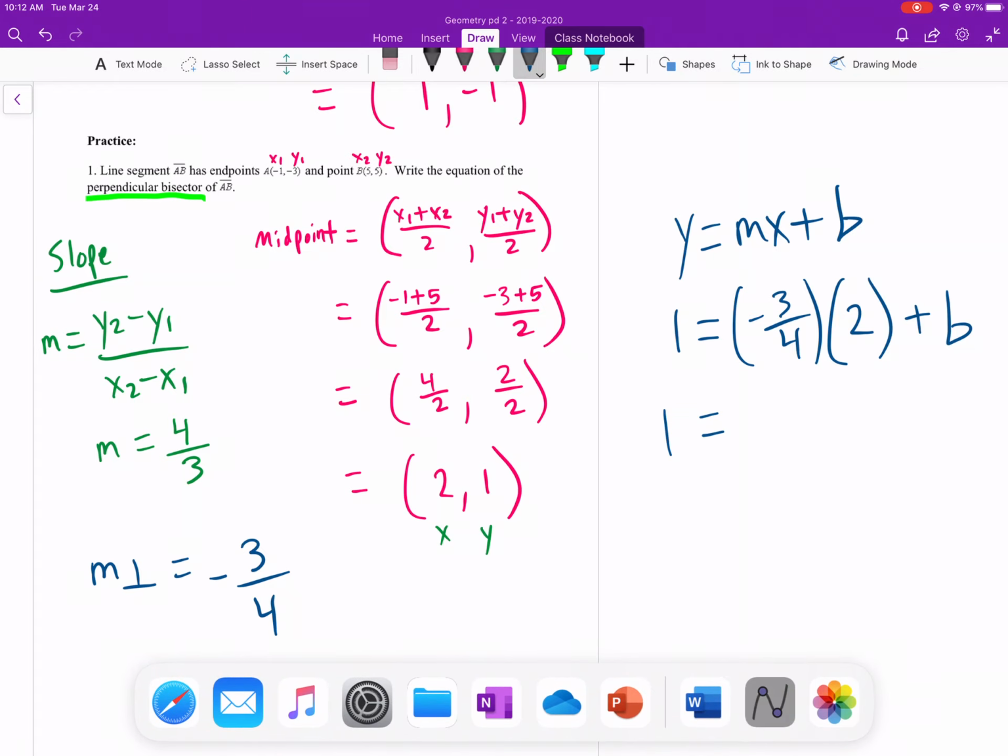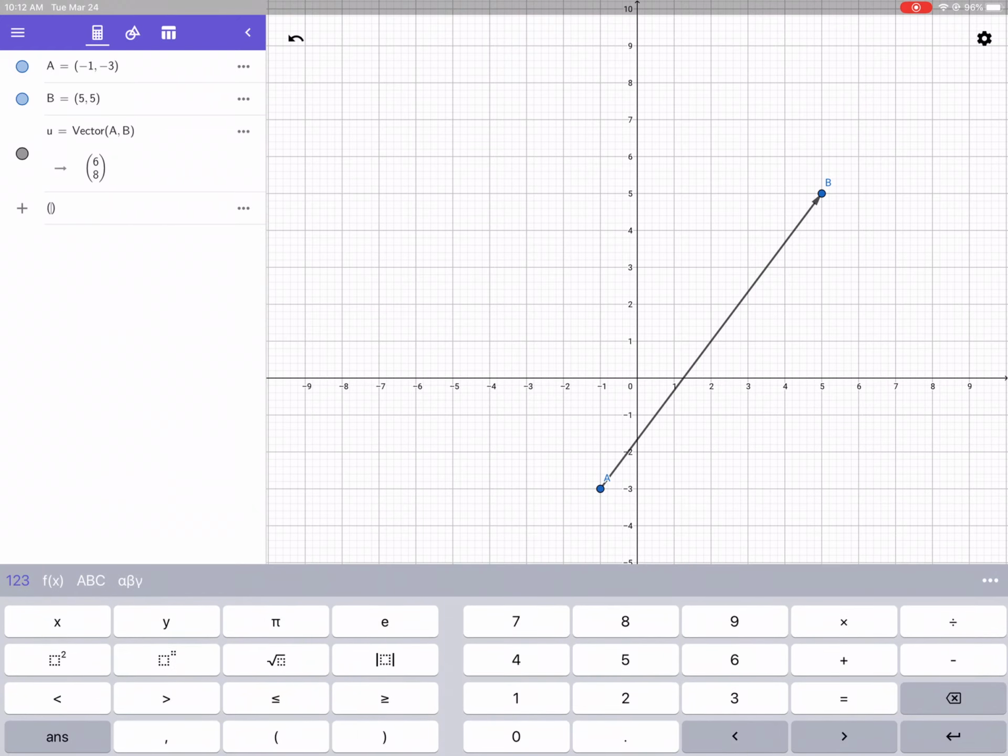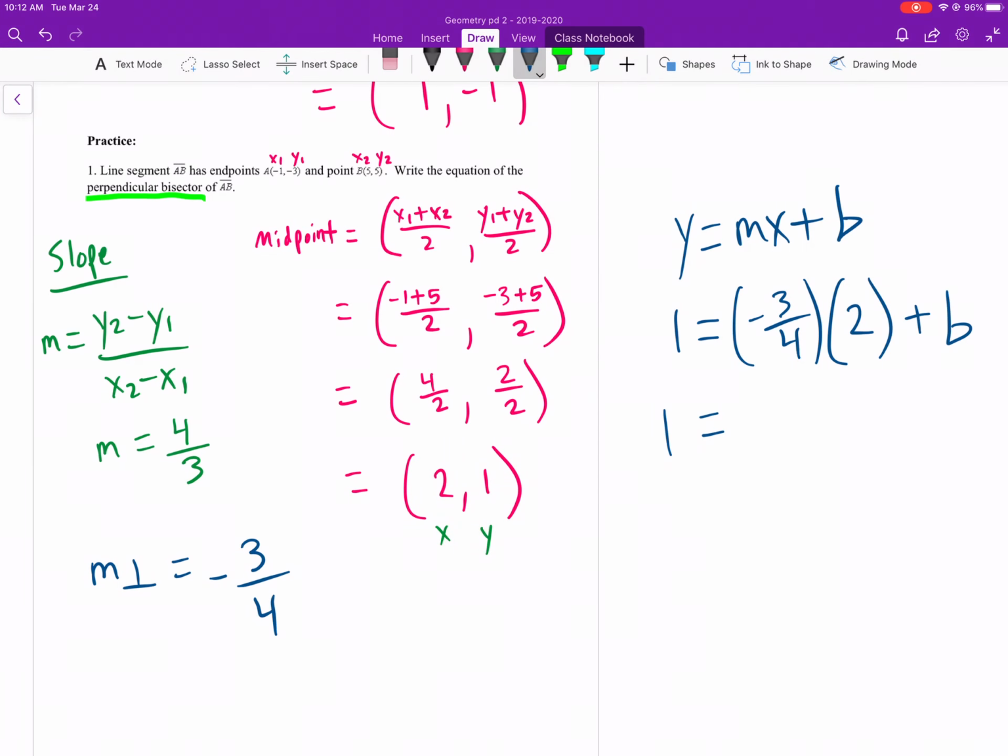Once again, guys, you can throw that in your calculator if that's a little bit confusing. -3/4 times 2 is -3 over 2, plus b.